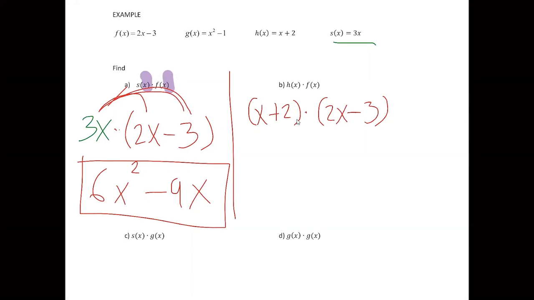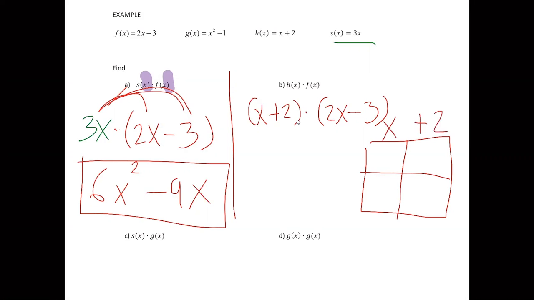Depending on who you had or what classes you've been in, you might have learned to FOIL. But the more common method, that I think most of you have all seen at one point, is called the box method. So you draw a box. It's going to have four sub boxes, or four pieces. You put one of your expressions along the top, so I'll put x plus 2. Then you put the second one along the side, so 2x minus 3. And you want to put the minus by the number, because we're going to treat that like a -3.